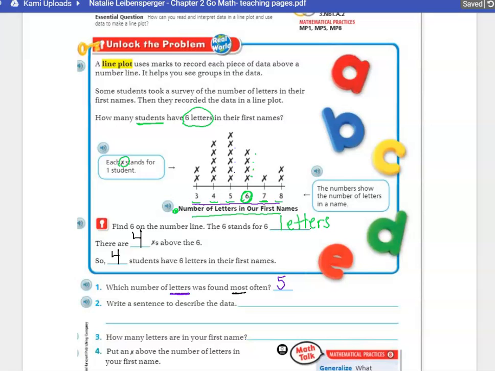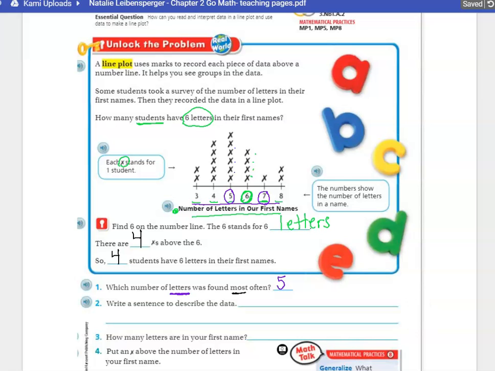Write a sentence to describe the data. So I'm going to take a look at 2 of the numbers. I'm going to look at the number 7, with 7 letters in the name, and 5. And I think the sentence I'm going to write is to compare the number of students that have 5 letters in their first name or 7 letters. And I see that there's a difference of 1, 2, 3, 4, 5.